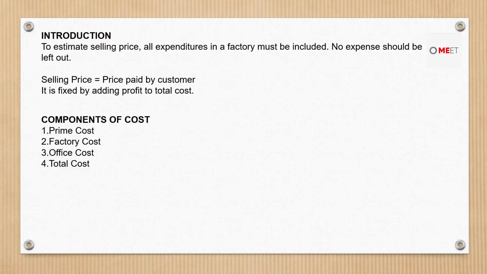Next is introduction to selling price. To estimate the selling price, all the expenditures in a factory should be included. No expenses should be left out. Selling price is the price paid by the customer and it is fixed by adding the profit to the total cost. Components of cost are primary cost, factory cost, office cost, and total cost.